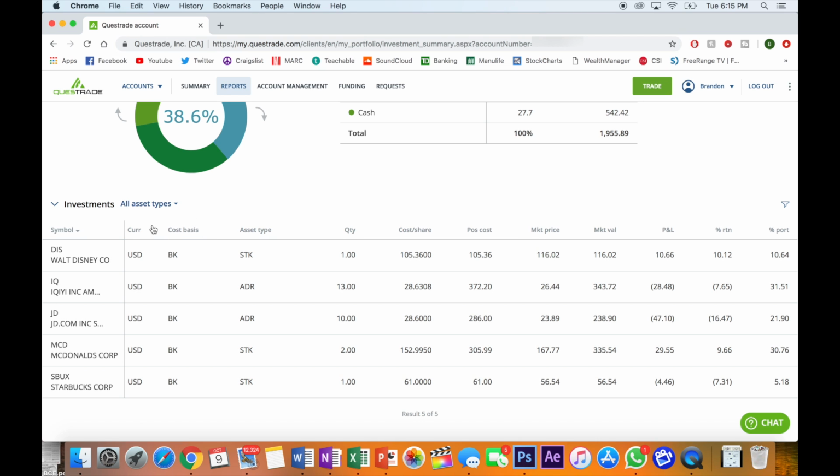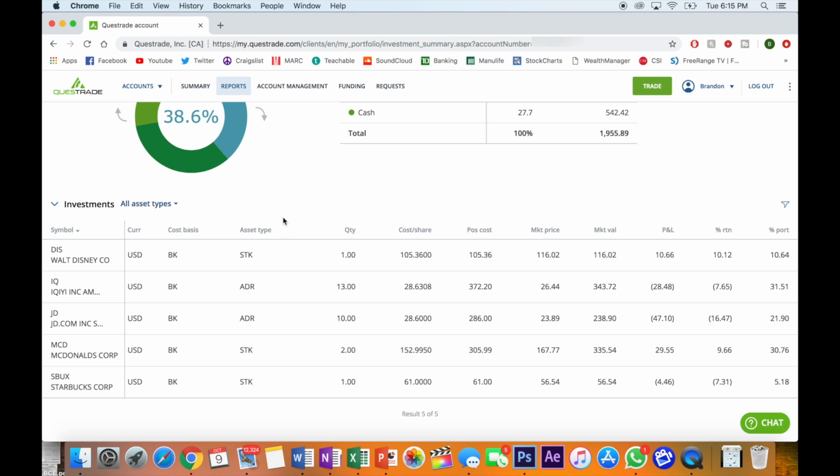Now, right next to this cost basis, this is a prime example of something that I'm not entirely sure on, to be completely honest with you guys. If you do know what this BK stands for, please do let me know in the comments section below. But this is something that isn't too relevant for me as an investor.